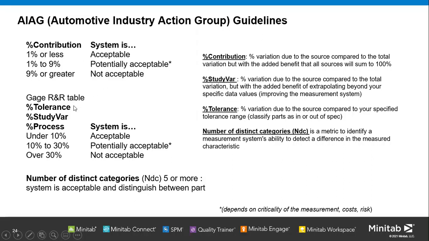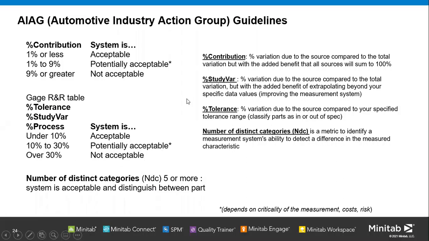Or maybe you can go for the percentage tolerance. After that, you can go for the standard deviation. And then maybe you can go for the process standard. All these guidelines are from the AIAG standard. Or maybe you can look at the NDC itself. If the NDC is 5 or more, AIAG also says that it's acceptable, and this measurement system can distinguish between the parts. If you look at the tolerance, study variation and the process, under 10% is acceptable, 10 to 30 is potentially acceptable, and over 30 is not acceptable.